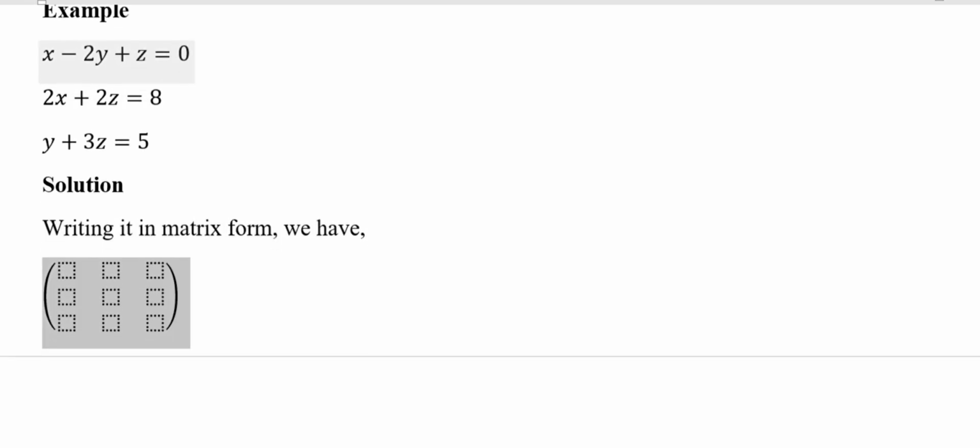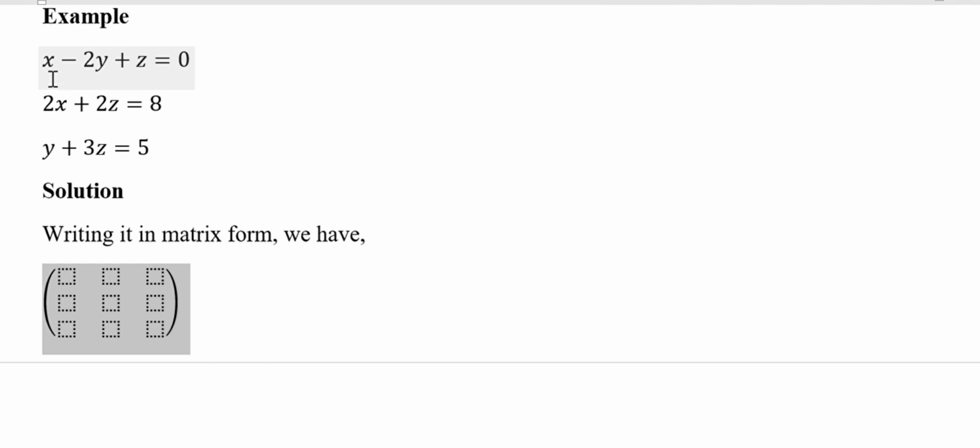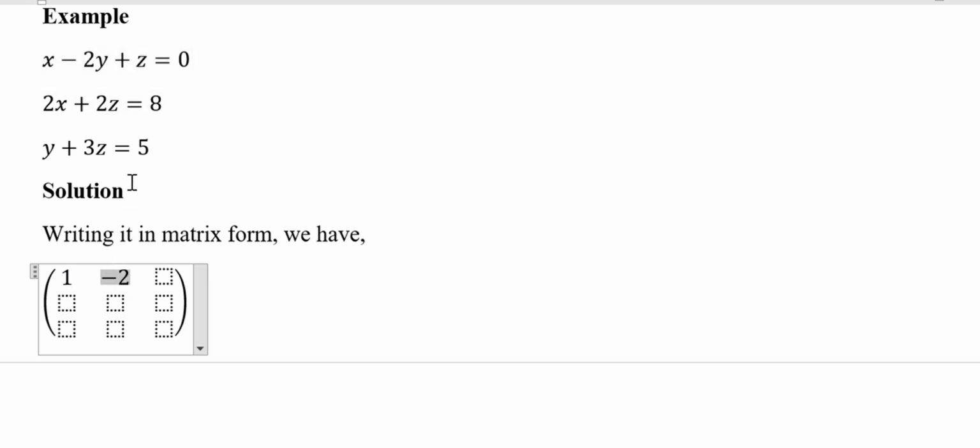The first matrix will consist of the coefficients of these unknowns. So we realize here x has a coefficient of 1. We shall write it here, 1. This y has a coefficient of -2. We write -2 here. And this is having a coefficient of 1. We write 1 here.